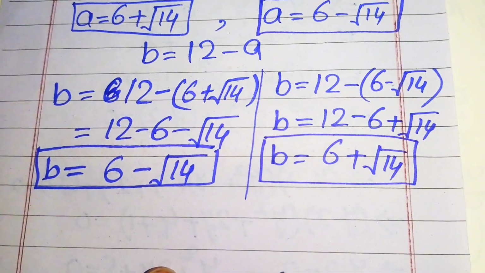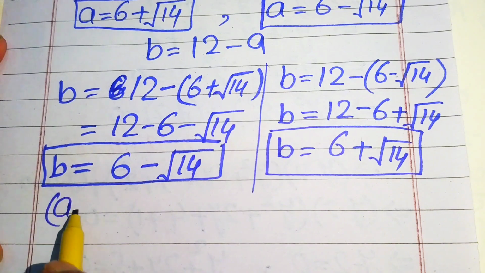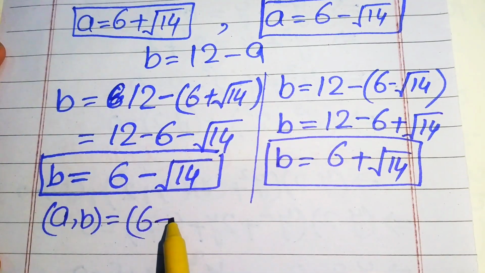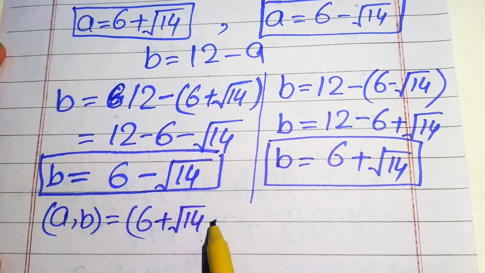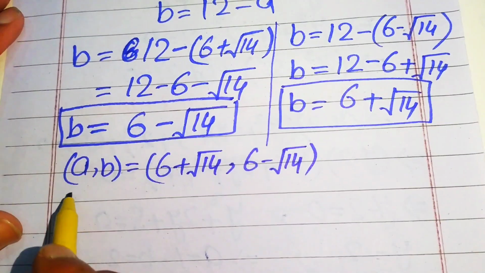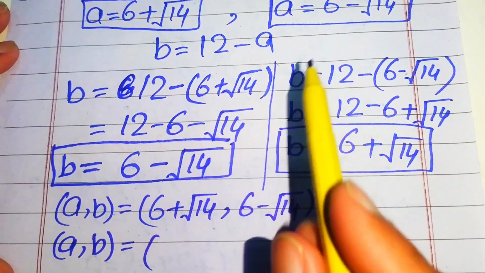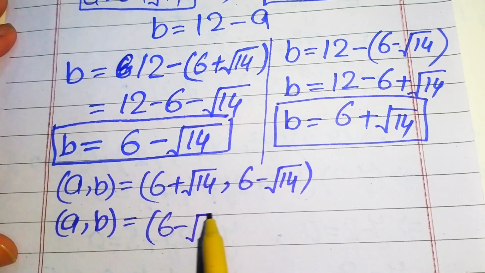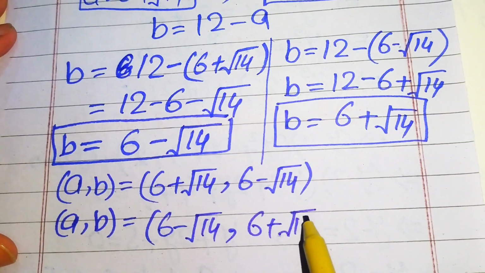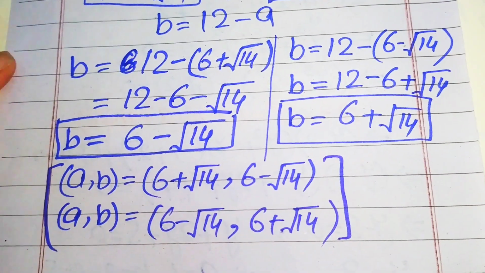So finally we have two solutions of the given equation. The first solution is (a, b) equals, the value of a is 6 plus square root of 14, and the value of b is 6 minus square root of 14. And similarly the second solution is (a, b) equals, the value of a is 6 minus square root of 14, and the value of b is 6 plus square root of 14. So these are the two final solutions of the given equation.